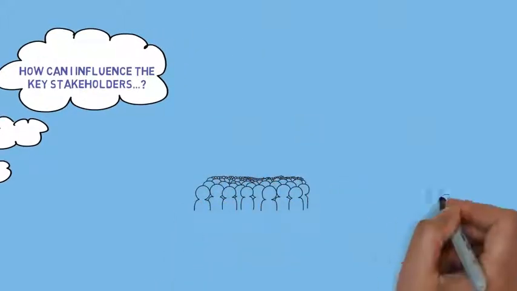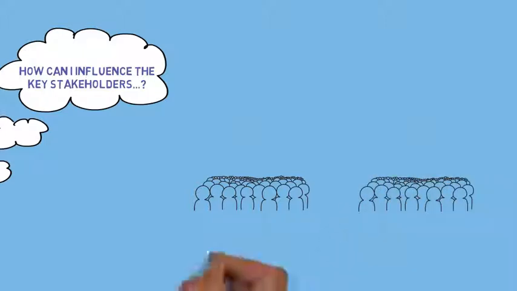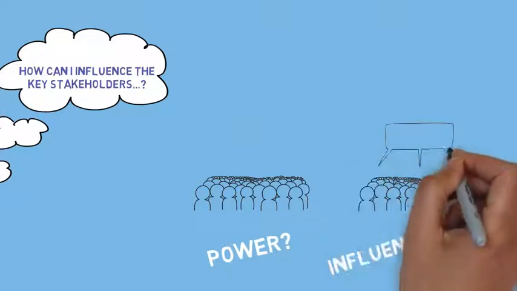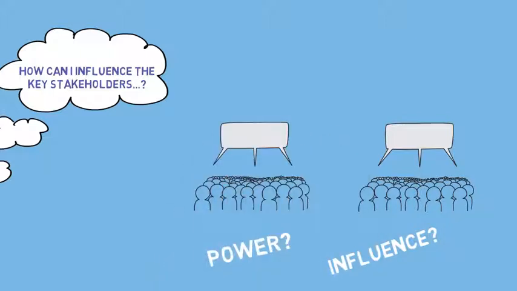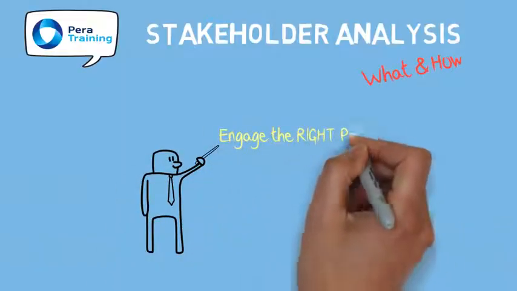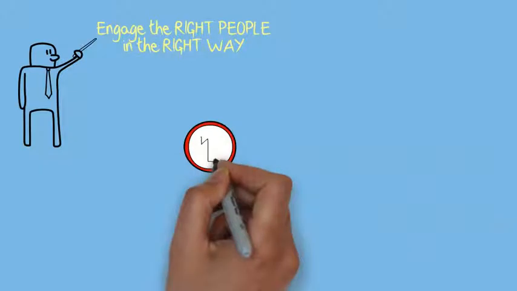So most projects or change programs involve or have impact on many people. The larger the project, the more likely it is that it will impact people who have power and influence over it. Best case scenario is that these people are advocates of what you're trying to achieve, but in some cases they may be blockers of your progress. Stakeholder analysis is all about engaging the right people in the right way in order to win support for your project. So how do we do it?